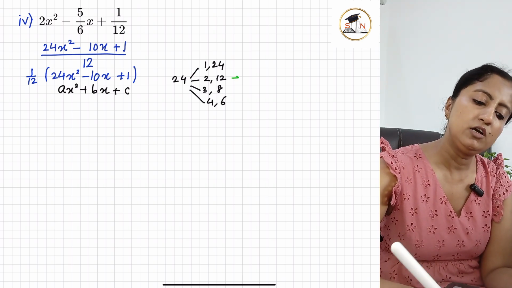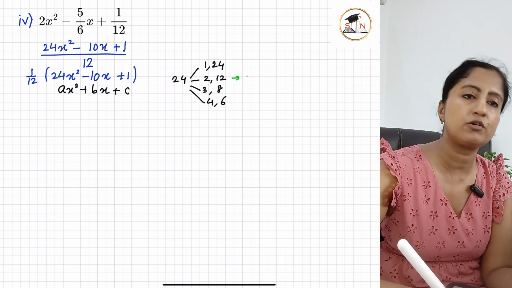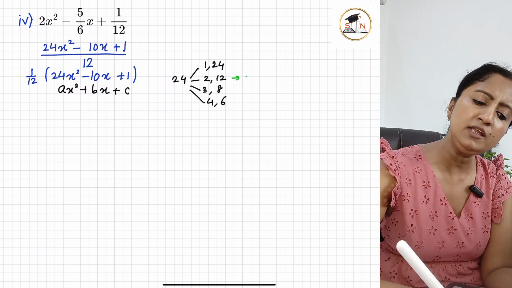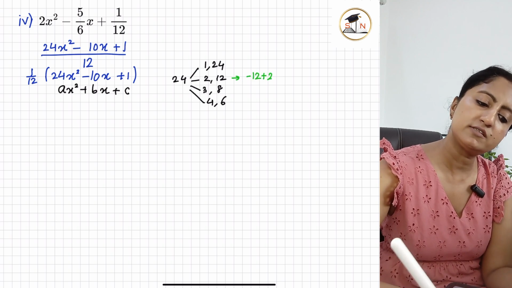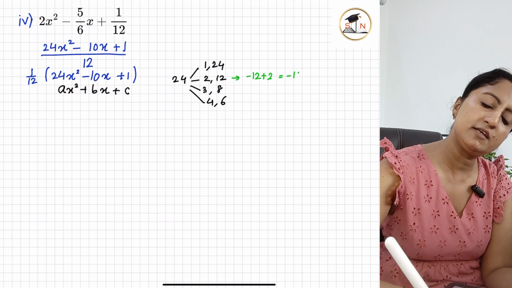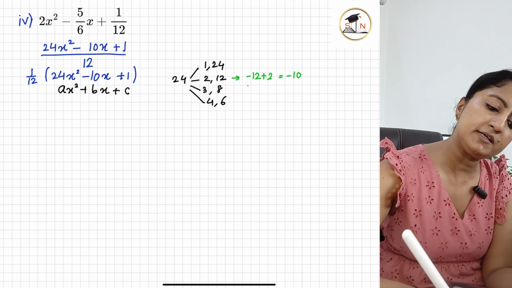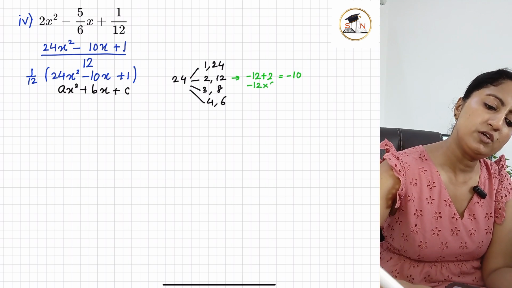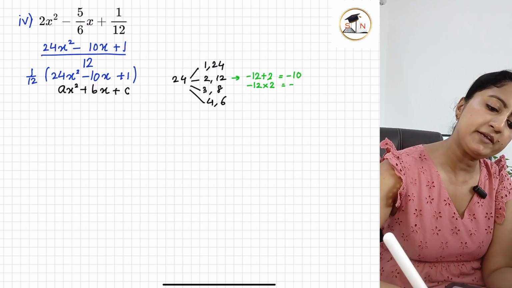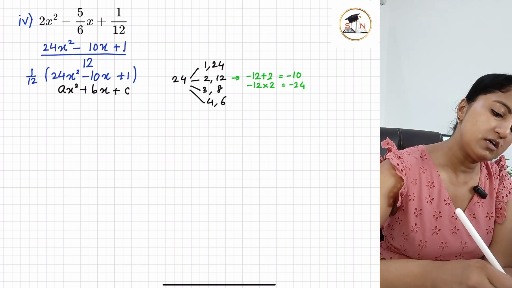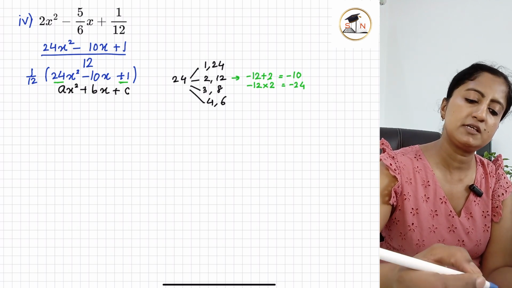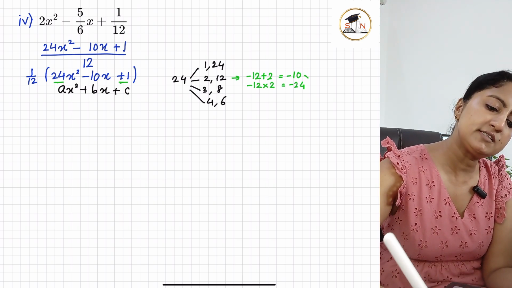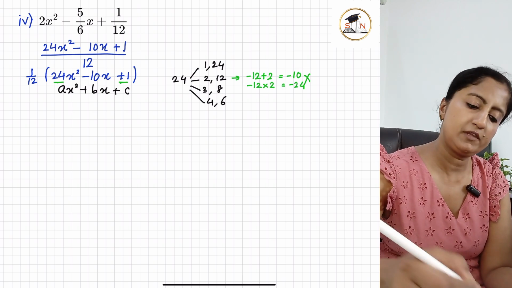If I select 2 and 12, what I need to do in order to get minus 10? I need to do minus 12 plus 2. This gives me minus 10. But if I multiply minus 12 with 2, it is going to result in minus 24. However, the product over here was from the positive terms. That means this is not the correct option.